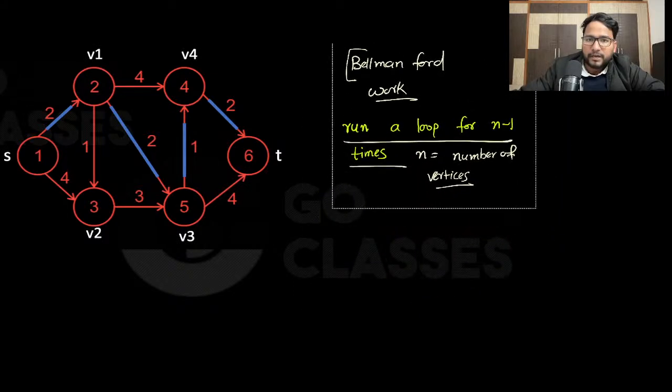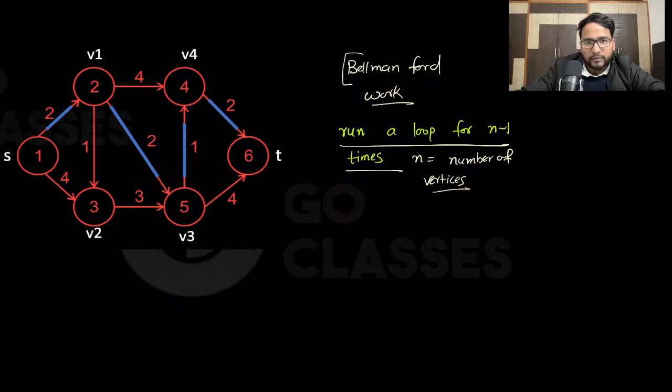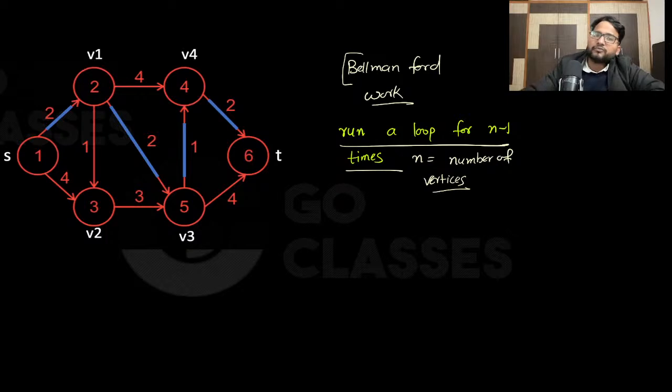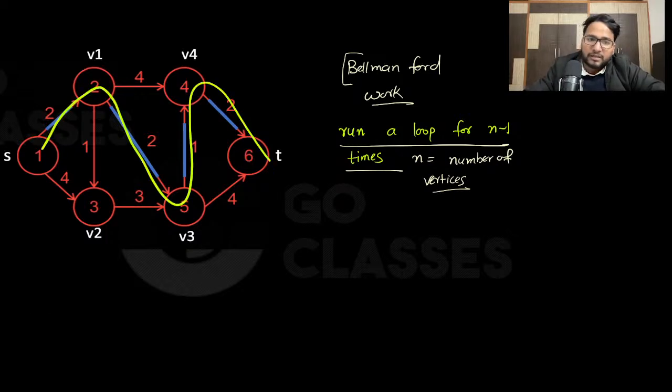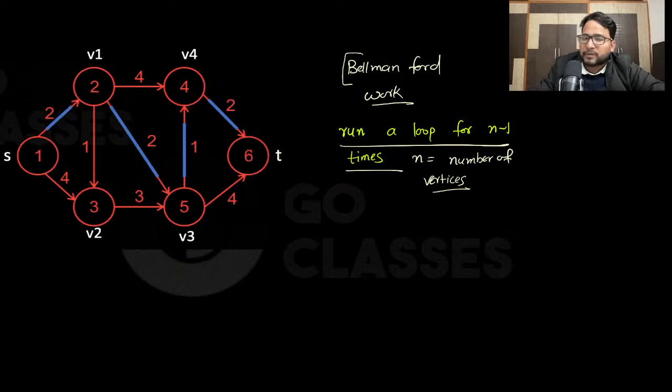Given this particular graph, you will say that I will relax in any order, whatever order I like, because I don't know what the shortest path order is. Fortunately, if by chance I know that this is the shortest path order, and I want to find the shortest path from S to T, then obviously I will relax in this order only. But suppose I don't know the shortest path order, then I can relax in any order.